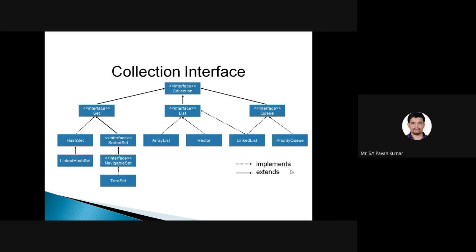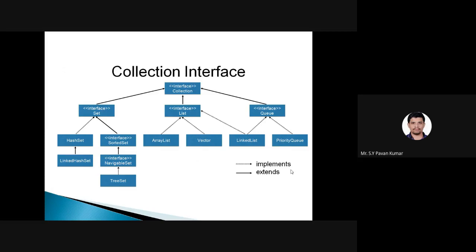So for deriving those properties, we have three more child interfaces, that is set, list, and queue. In the set we have a hash set and sorted set, in the list we have array list, vector, and linked list, and in the queues we have a priority queue.